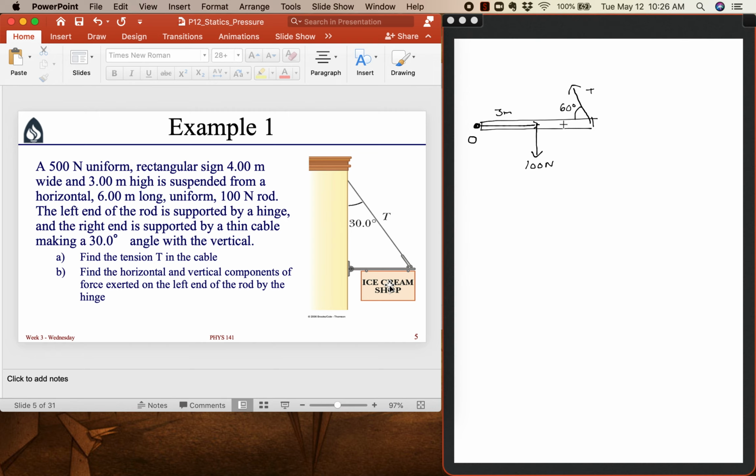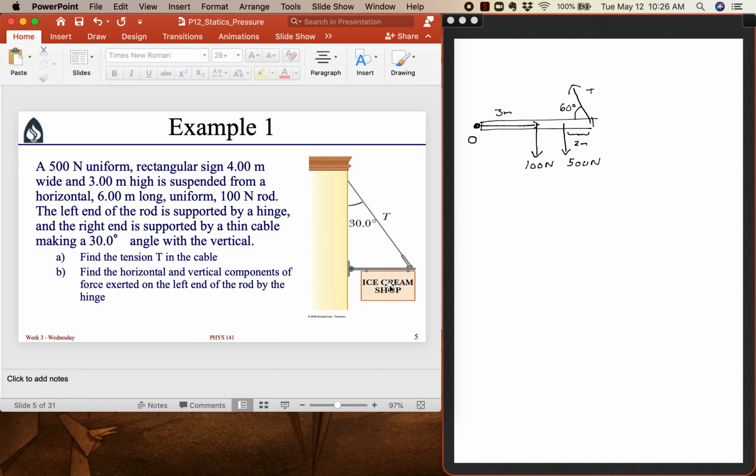So we draw the weight from the sign, which is going to be 500 newtons. We draw that as emanating from the center of mass in the horizontal direction of the sign, and the sign's center of mass is 2 meters from this end of the rod. So we know that this distance here is 2 meters.